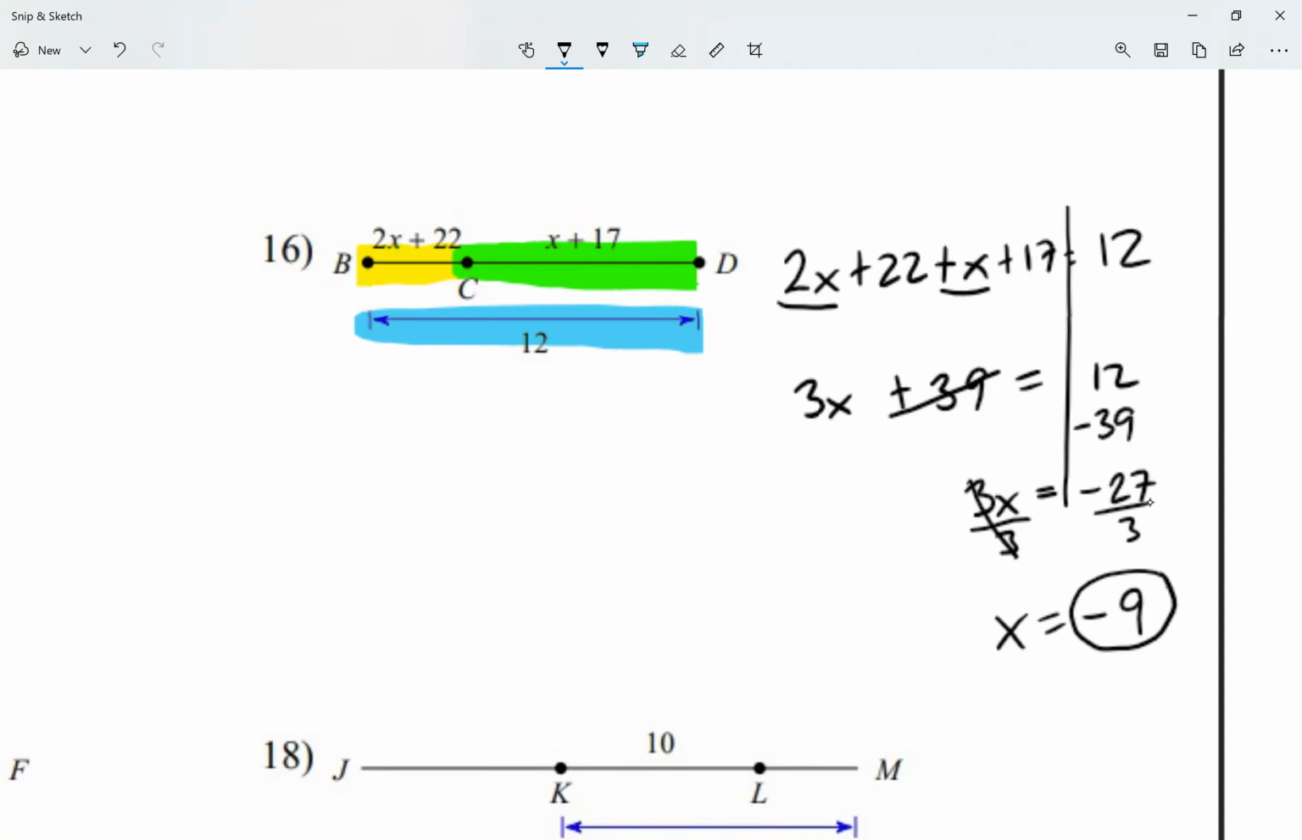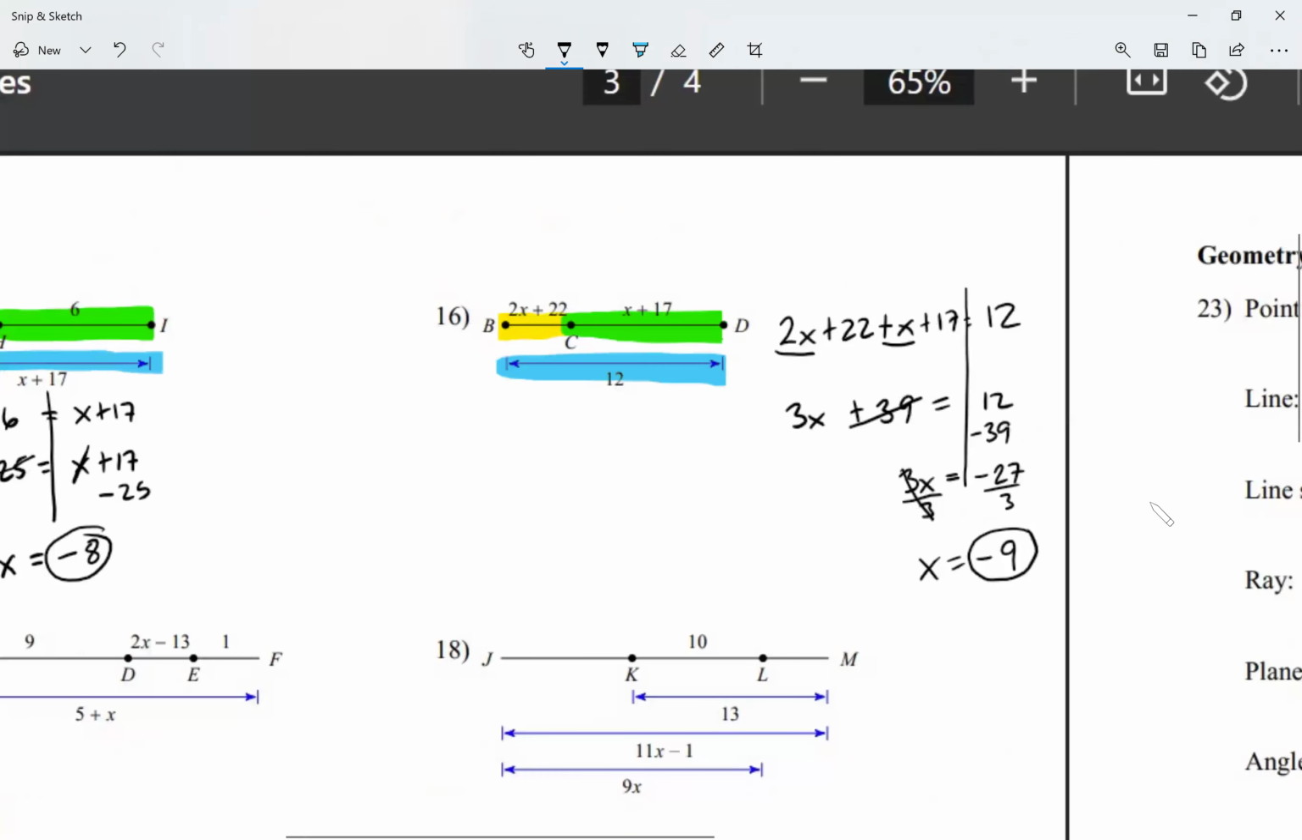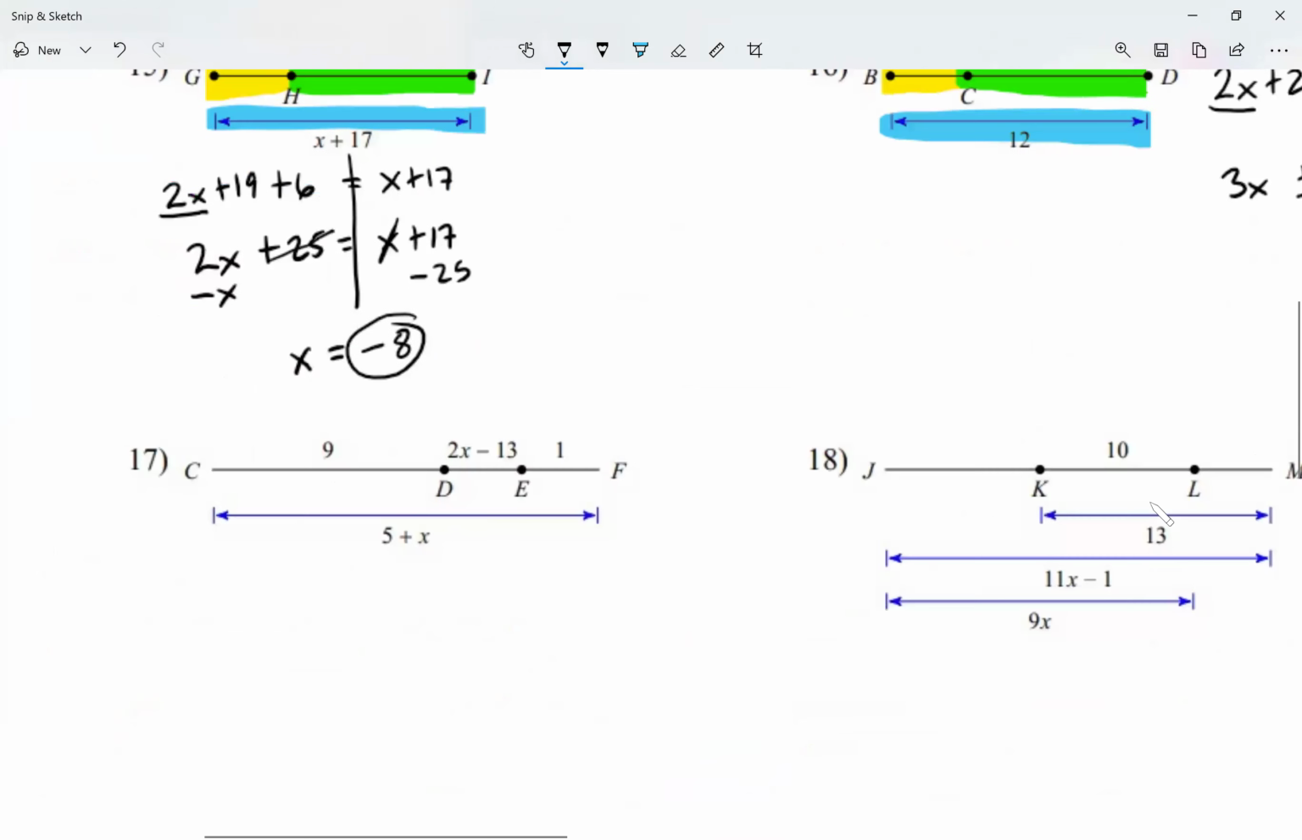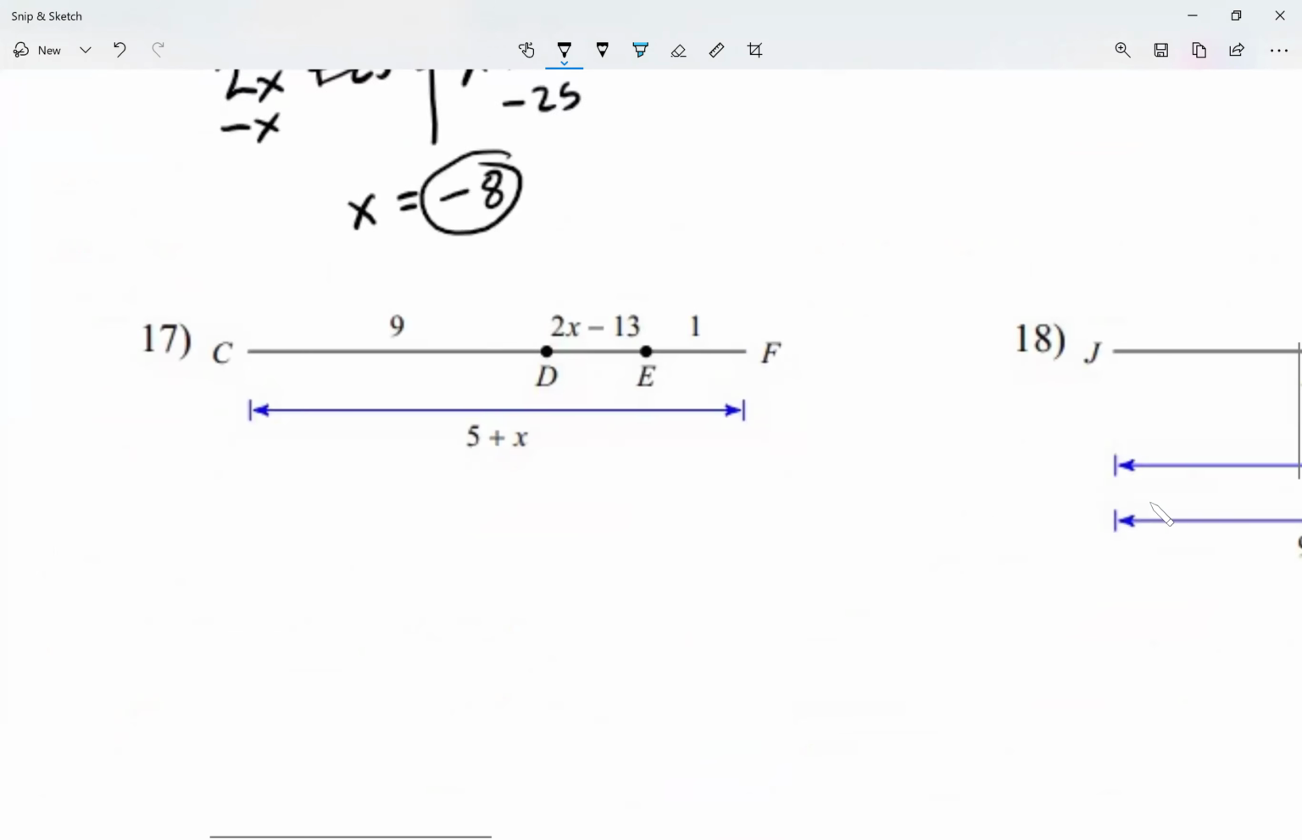Not all of my answers are going to be negative. But notice how we did 15 and 16. We combine two small segments, we add them, and it's equal to a bigger segment. Same idea we're going to do for number 17.